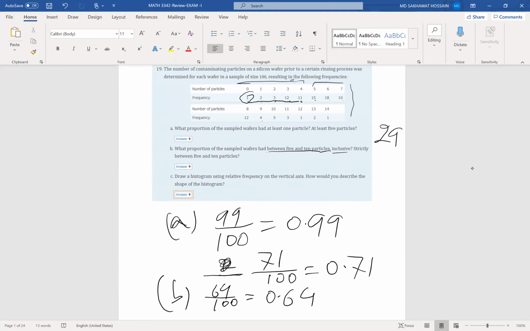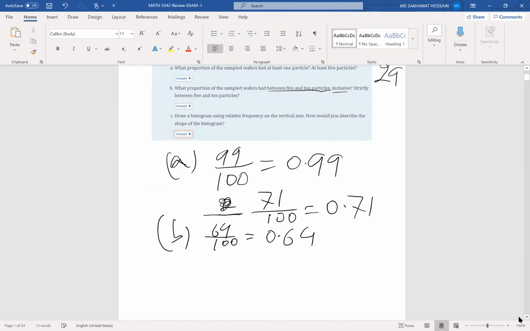Or you can add the frequency from 6 to 9. For 6, it is 18. For 7, it is 10, so 28. For 8, it is 12, so it will be 30, 40. And for 9, it is 4, so it will be 44. So this is 44 divided by 100, so it will be 0.44.